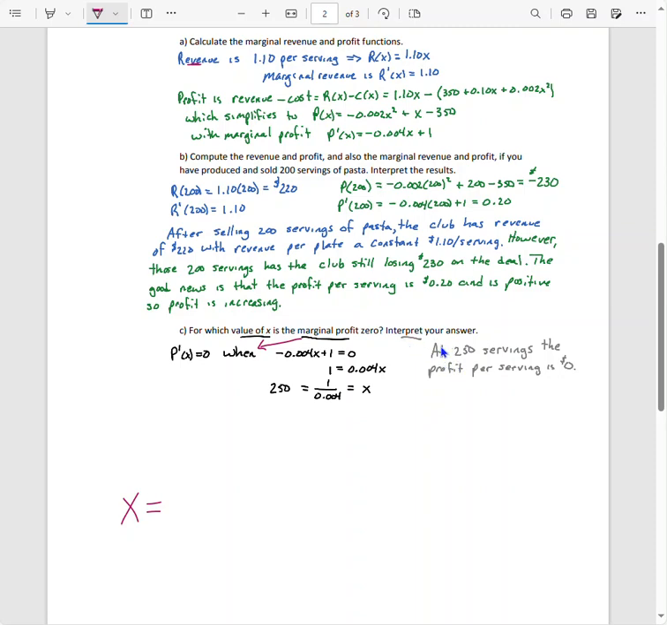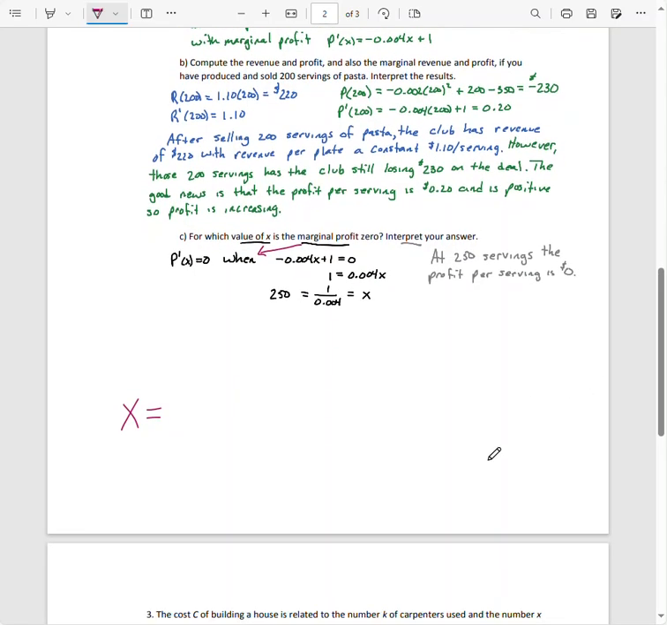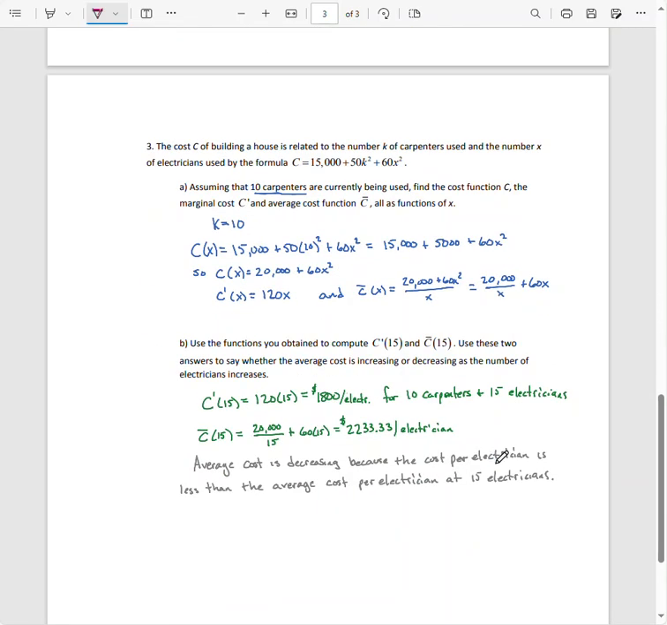What does this mean? Interpretation matters, right? It's great that you could do math, but you need to be able to answer questions for people because nobody's ever just going to say, hey, when is p prime of x equals 0? They only want to know what that means. So at 250 servings, the profit per serving is 0. All right, so at 250, we're no longer making a profit. That's a bummer. Profit per serving, yep.